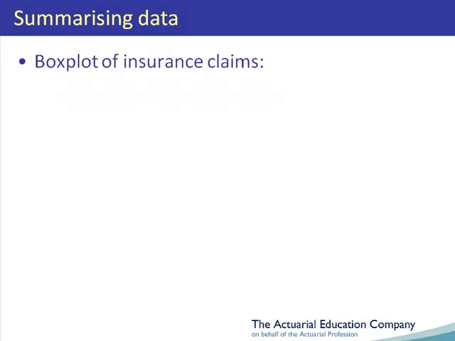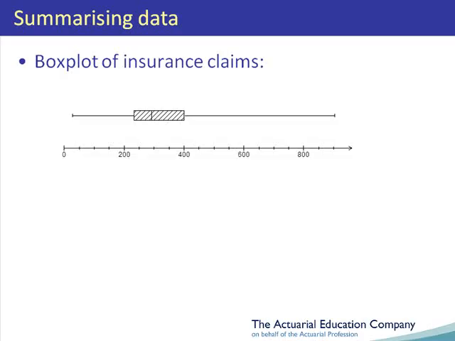Finally, we can draw a box plot for the data. This summarizes information about the range of values and the median and the interquartile range in a single diagram. It looks like this. The central box runs from the lower quartile on the left to the upper quartile on the right. The median is marked as a line in the middle of the box. The line extends from the smallest sample value to the largest value.